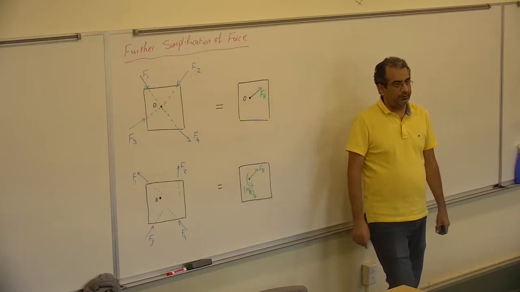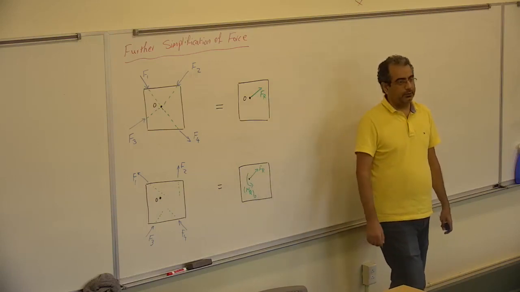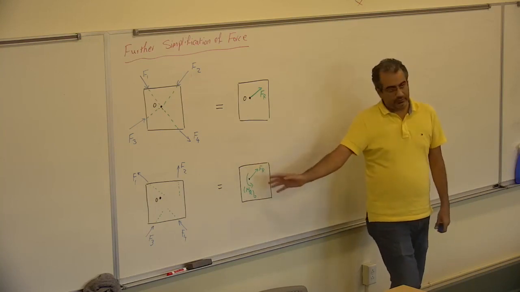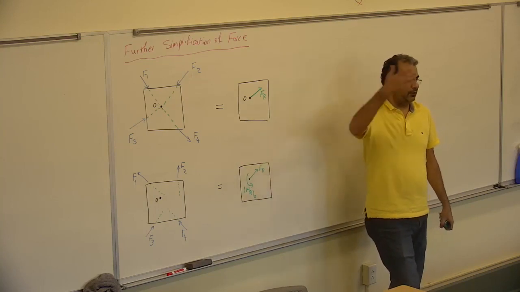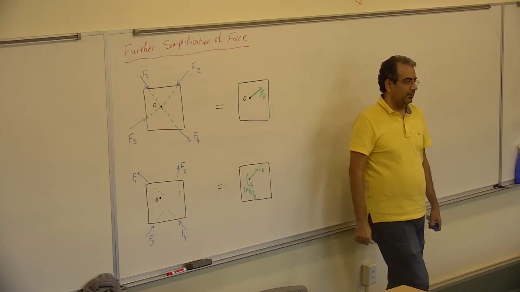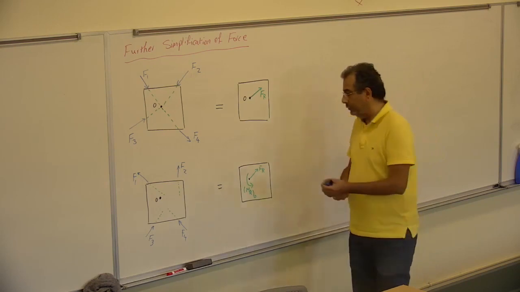Clear up to here? Now I want to get rid of that moment. Because that's the plan. We could have done it up to here previously. We want to get rid of the moment, only have a single force. So how do we do that?